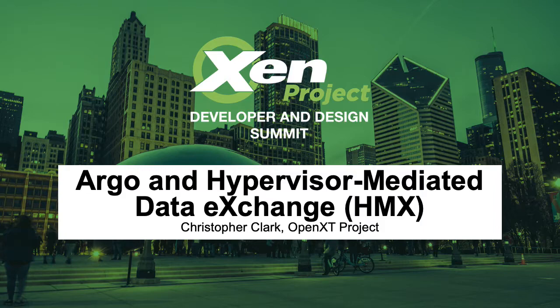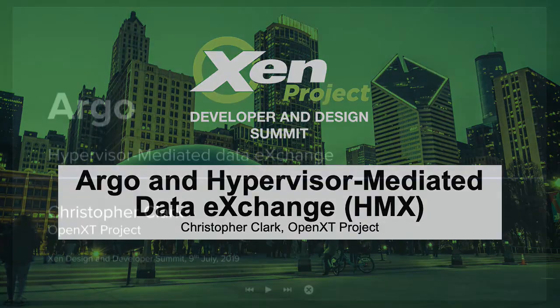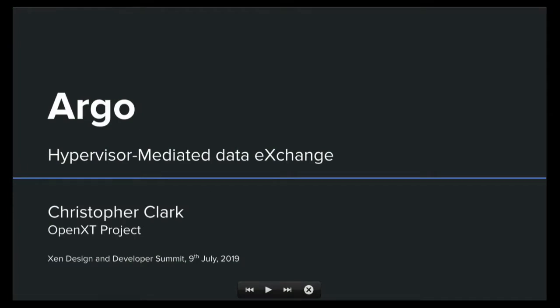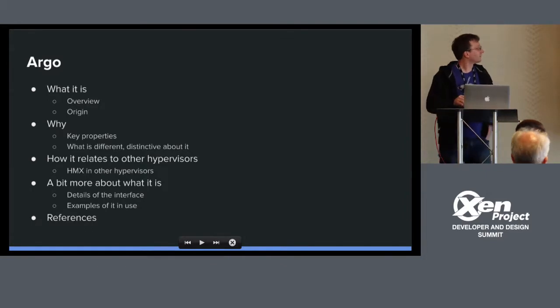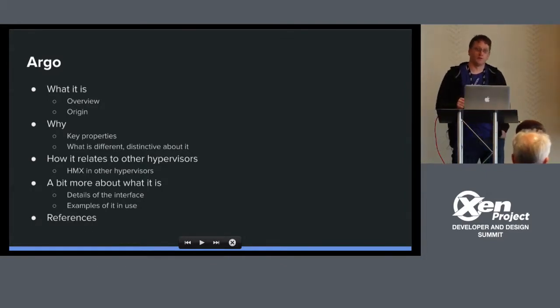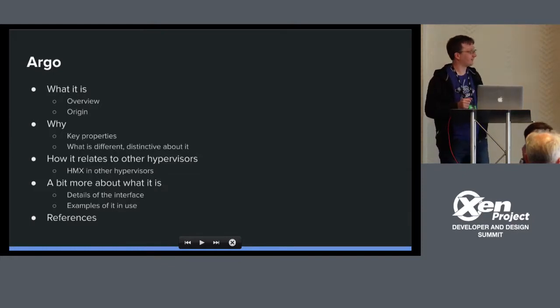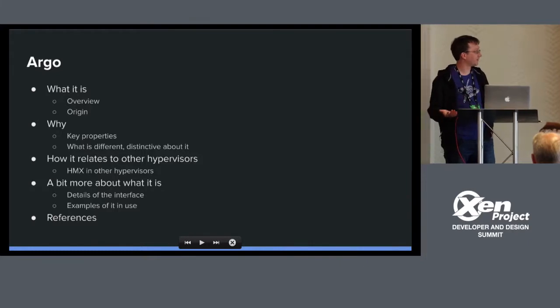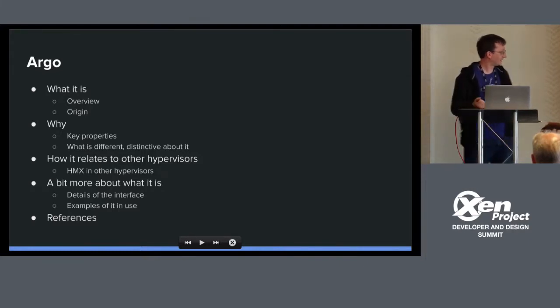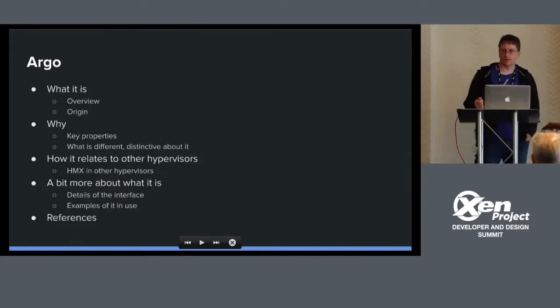Right. Well, I'm here today to talk to you about a thing called Argo, which is a new introduction into the latest version of Xen, Xen 4.12. I just want to give you a talk through what Argo is, where it came from, what the key properties of it are, its relationship to other hypervisors, and then a bit on the details, and then some references.